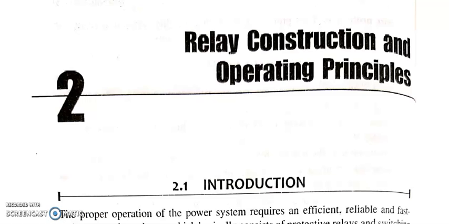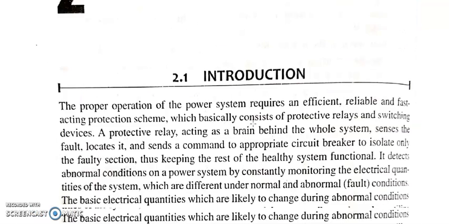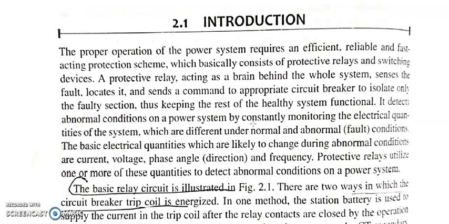Hello guys, in today's class we shall discuss the second chapter of your module 1, that is relay construction and operating principles. Okay, at first we have the introduction part. So we know that a proper operating power system should have the following requirements: it should be efficient, it should be reliable, as well as have fast acting protective schemes.